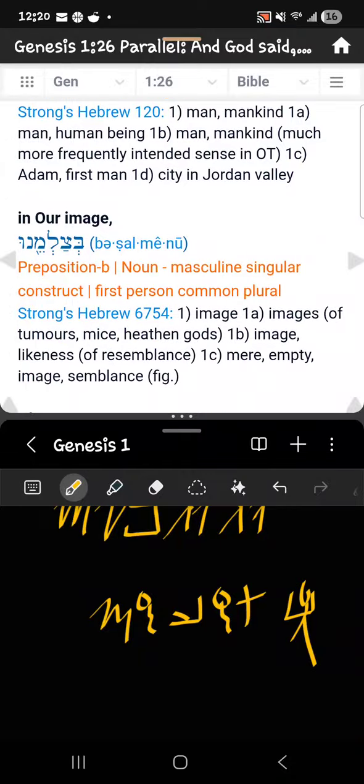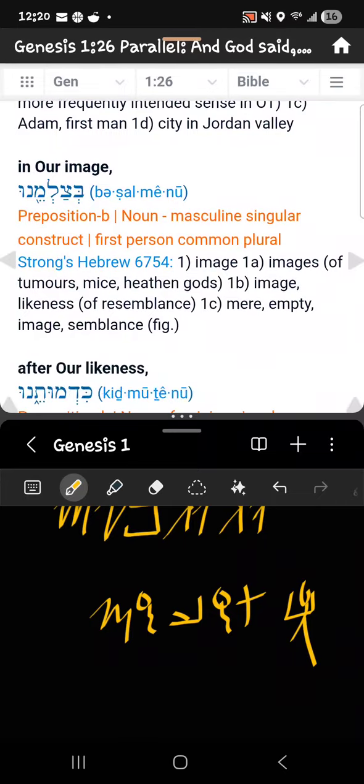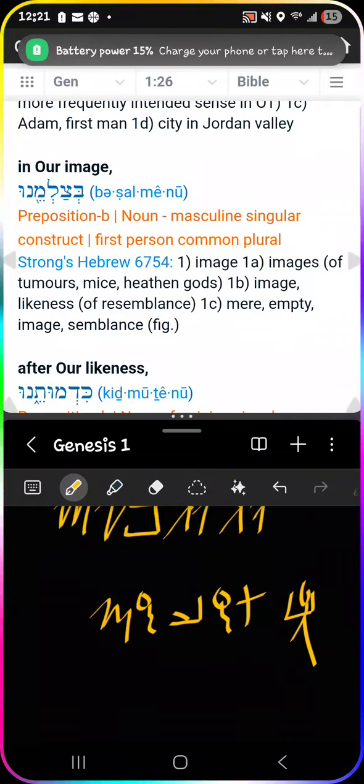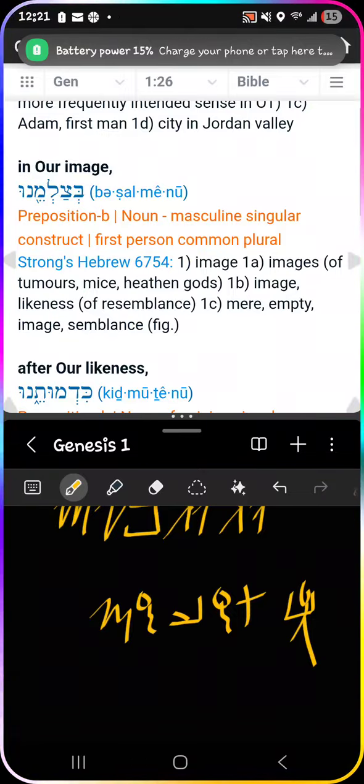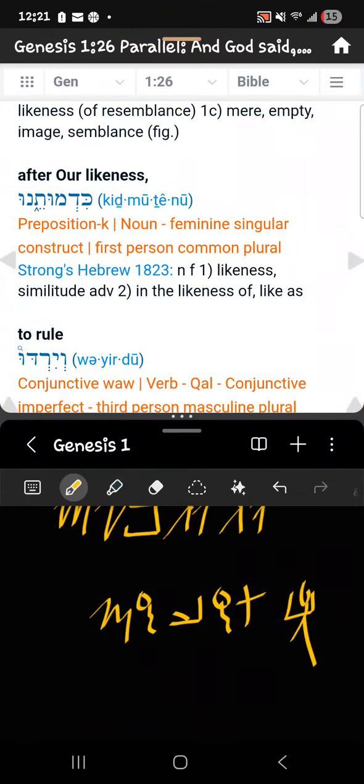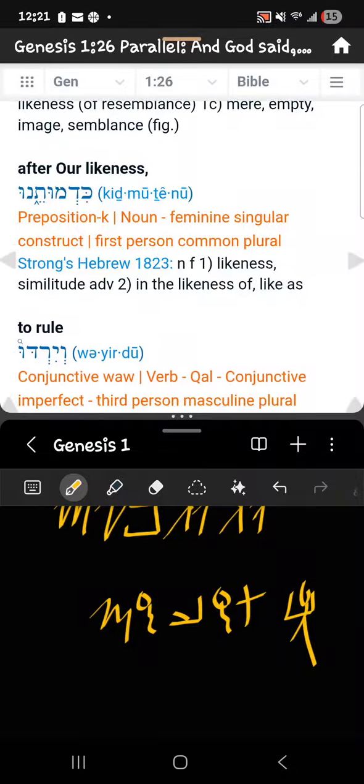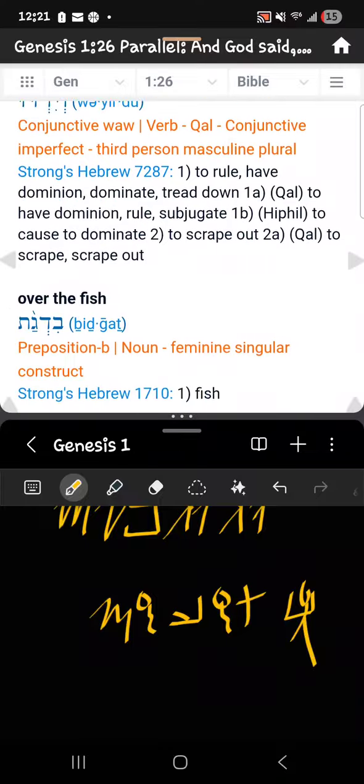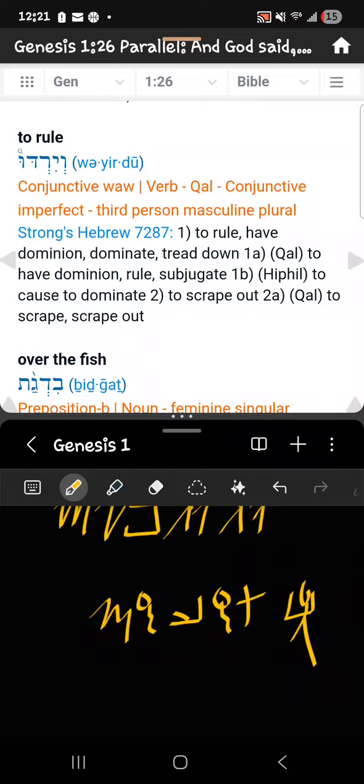Who knows? Let's make him in our image. In our image, right? Images. But is this our? Yes, it is. That word now at the end, that noun, the nu at the end, means our. Because tzelem is already an image. Tzalmenu now means our image. Kidmutenu, in our likeness. Ka as in kidmutenu, in our likeness. To rule. Vayirdu.